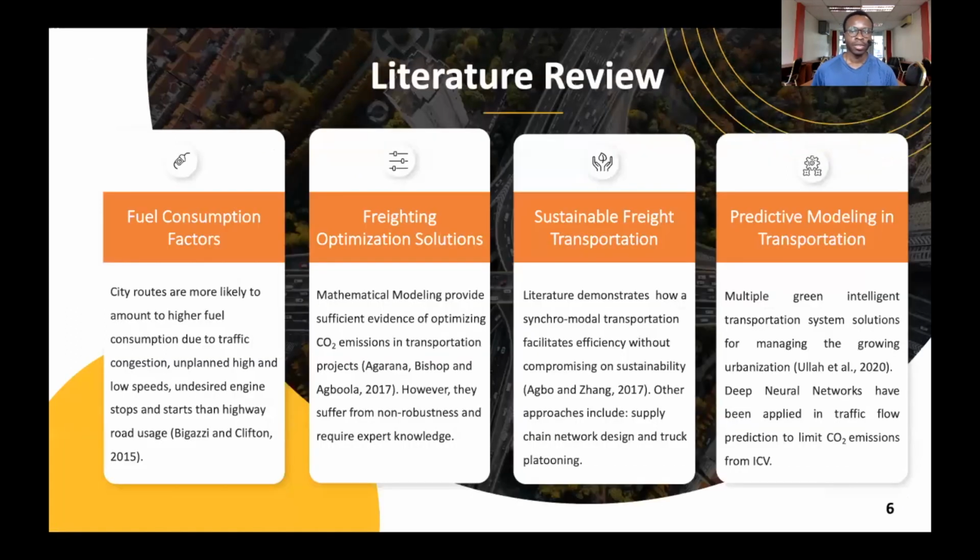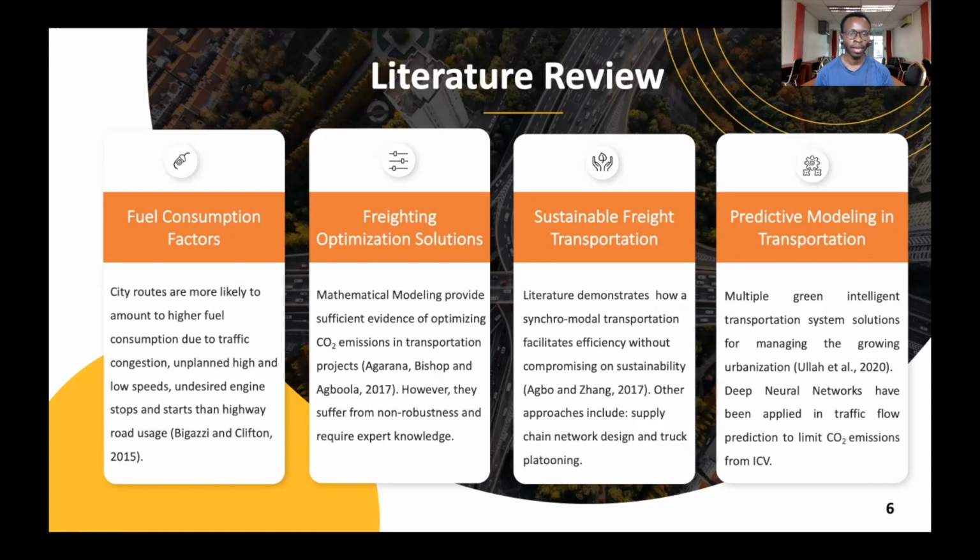Okay, so now when we look at the literature review, there are four different aspects that were found here. The first part is fuel consumption factors, which are related with whether it's an urban or city route or a highway, with city incurring higher fuel consumption due to traffic congestion and planned velocities, as well as undesired engine starts and stops. Highway relatively incurs less fuel consumption or carbon emissions compared to city routes due to these factors.